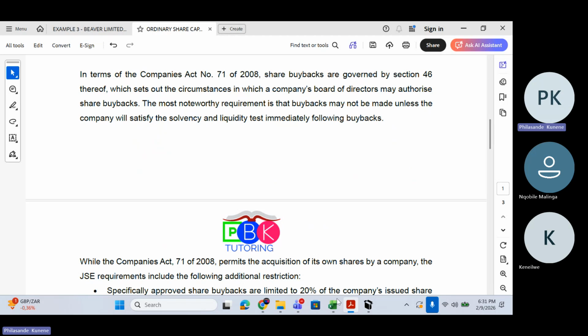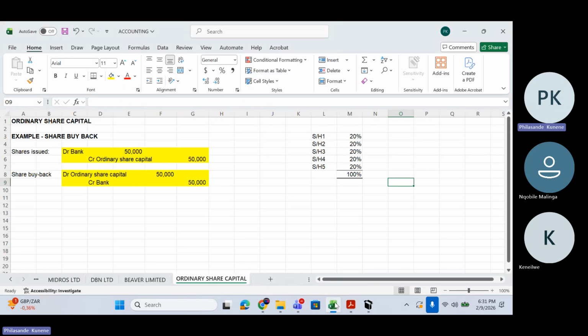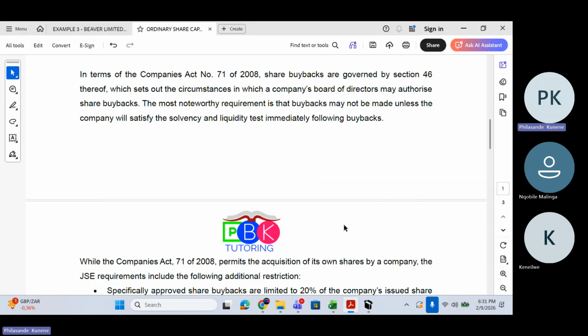Even myself, if I go to Shoprite and buy shares at 50,000, and then I hold them, and Shoprite tells me that they want those shares at 70,000, I will sell the shares to them because I'm making a profit. You see, that's how business works. I will make a profit, and then I'm happy about that.